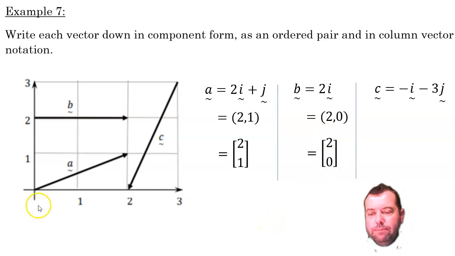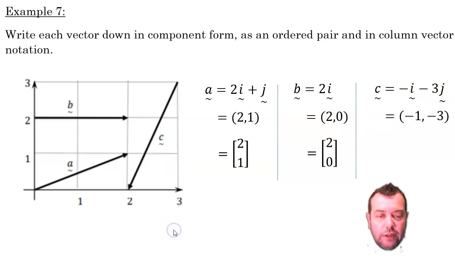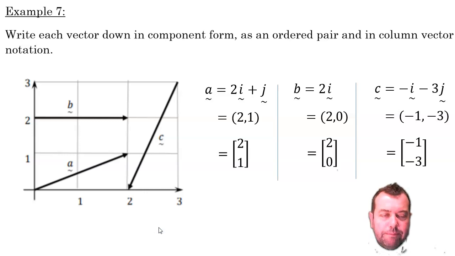Righto, third one, C. It goes back 1, so that's negative i, and down 3, so negative i minus 3j, which we can also write as this, (-1, -3), or like this. Okay, that's component form, ordered pair, and column vector notation. All different ways to say the same thing.